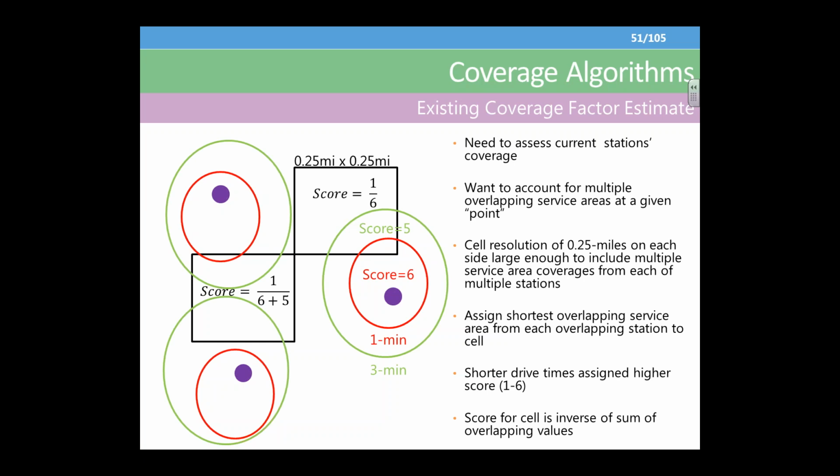So as you can see in this example, the top right cell only has a 1-minute drive time coverage from that bottom right station, so it gets a score of 1/6, whereas the bottom left cell has 2 stations covering it at different times, so it gets a score of 1/11. That bottom left cell is less desirable for a new station because it has more coverage. That's the reason why we did the inverting. We wanted to turn this into an estimation of desirability.